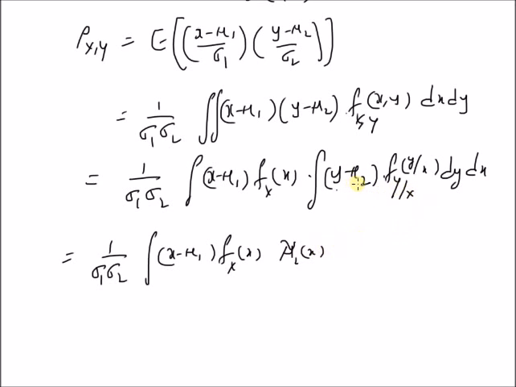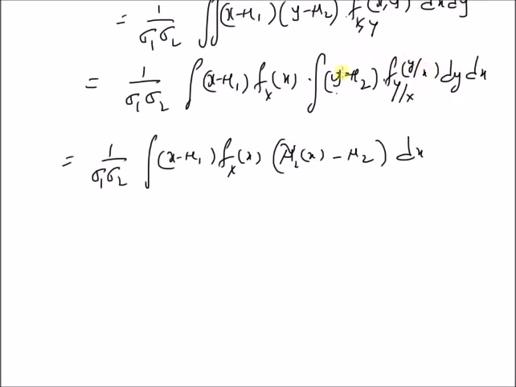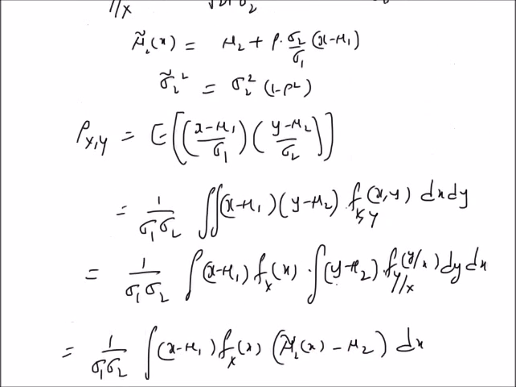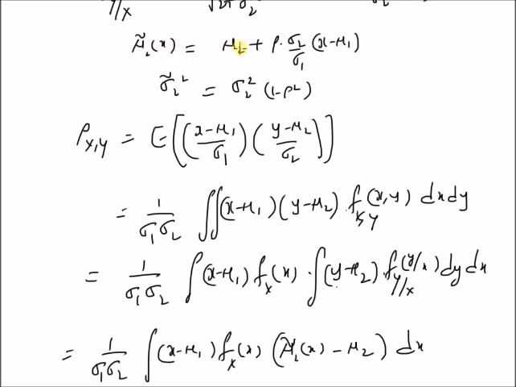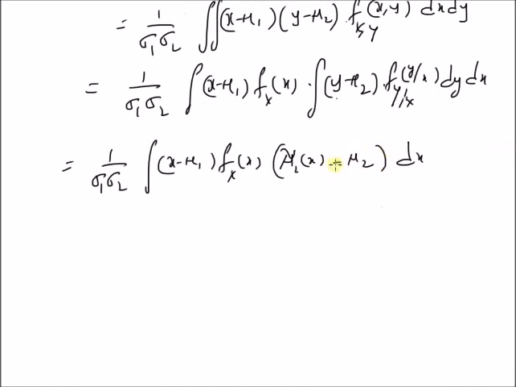And next is minus the integral of mu 2 into the conditional PDF, which is basically the area under the conditional PDF multiplied by mu 2, so this is given by minus mu 2. In other words, this integral becomes the difference between mu 2 tilde of x and mu 2. But from the definition, mu 2 tilde of x is equal to mu 2 plus rho times sigma 2 by sigma 1 into (x minus mu 1). So this difference becomes that term.